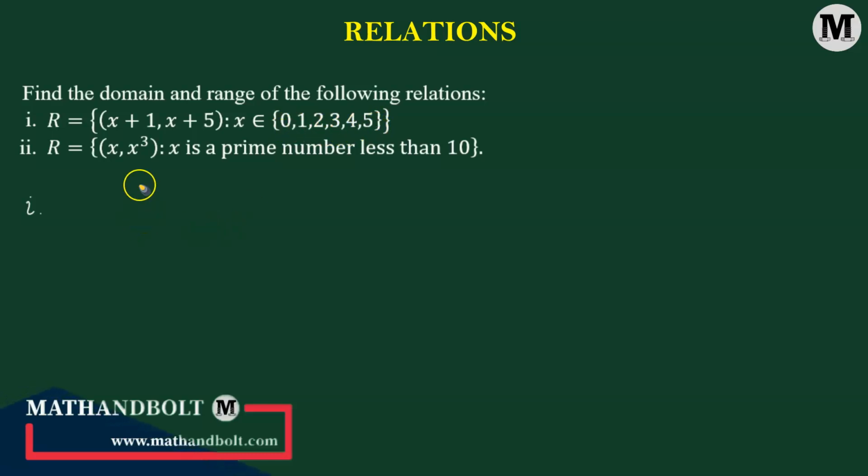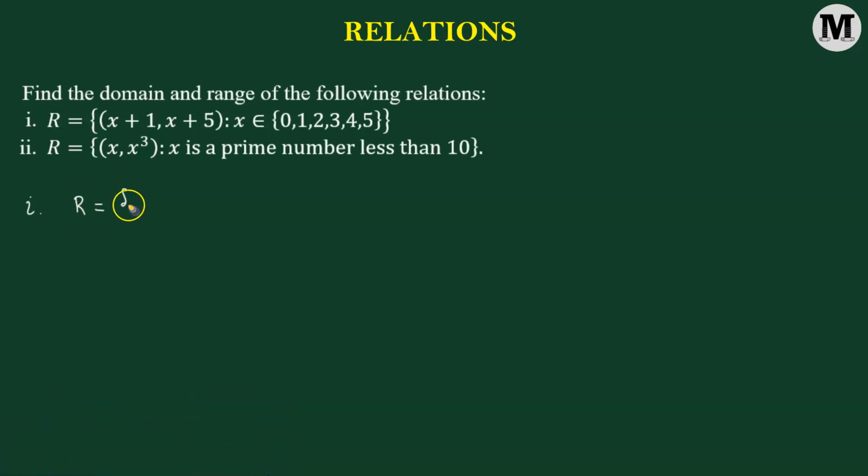Okay, let's try to define the relation R. Here R is a set of ordered pairs. If we choose x to be 0, then we have 0 plus 1, so that's going to be simply 1. And for the second element, we have 0 plus 5, so that gives us 5.